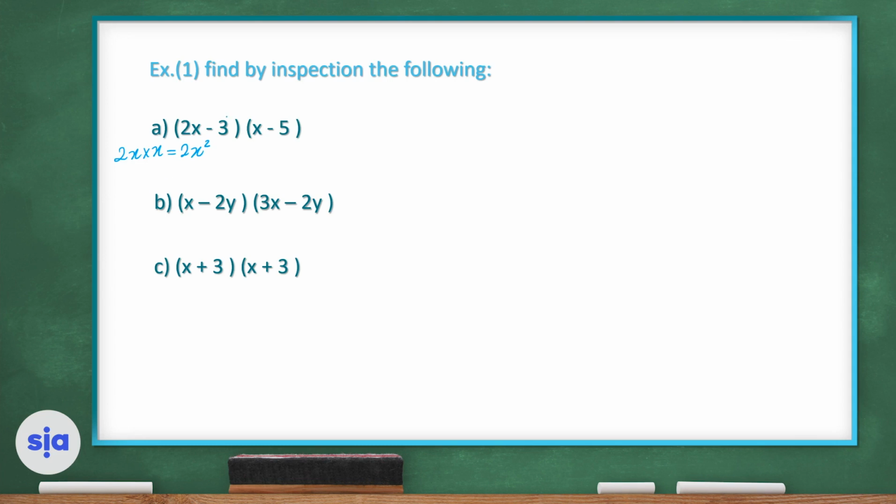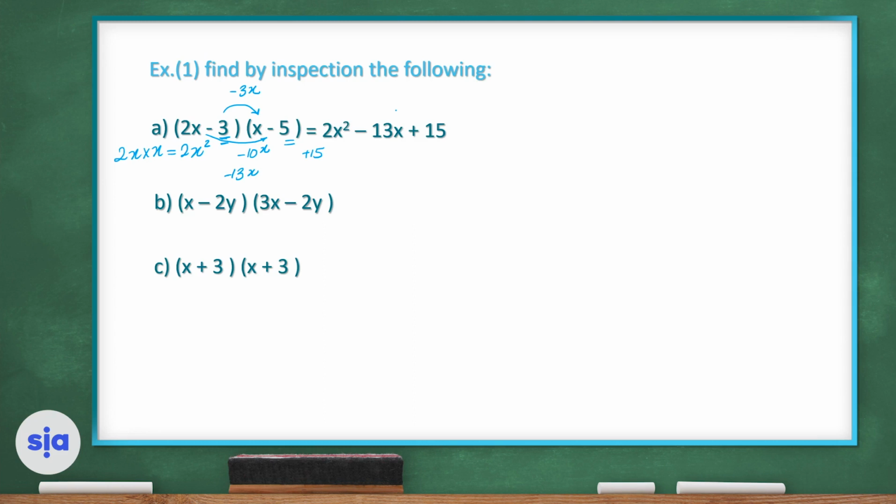After that, the means, negative 3 times x is negative 3x. The extremes, 2x times negative 5 is negative 10x. If you combine them together, it's negative 13x. Then the last thing we do is the second times the second, that's a positive 15. So our final answer here is 2x squared minus 13x plus 15.